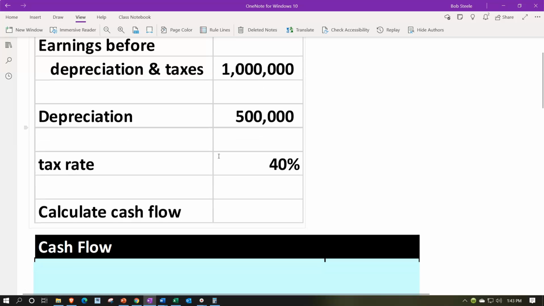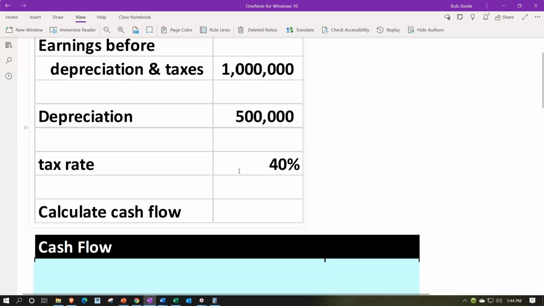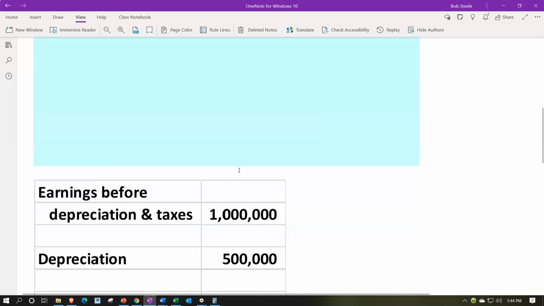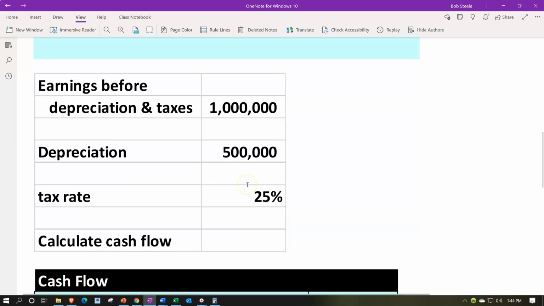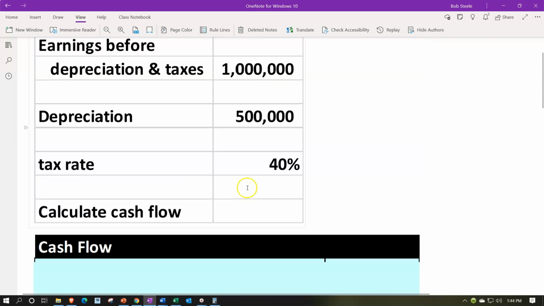So as we analyze this, we want to do a calculation similar to what we've seen in the past, but we're going to be focusing in more closely on the impact of the tax rate as we change the tax rate. So now we're going to change, keeping everything else the same, the tax rate. So let's say our earnings before depreciation is going to be the $1 million. Depreciation is $500,000. The tax rate is 40%. And then we'll have the same scenario down below with the tax rate then changing to 25% and see what the difference will be in our analysis.